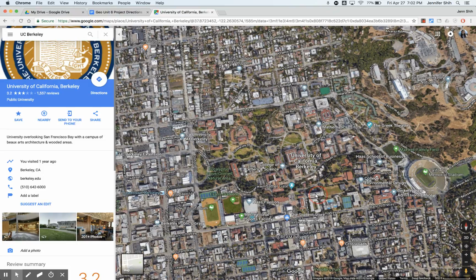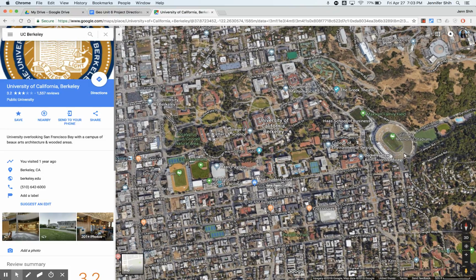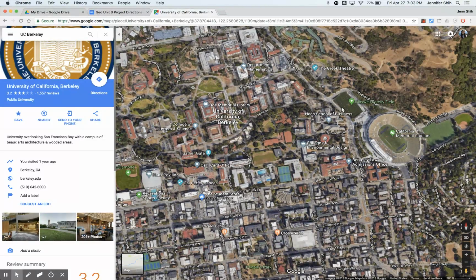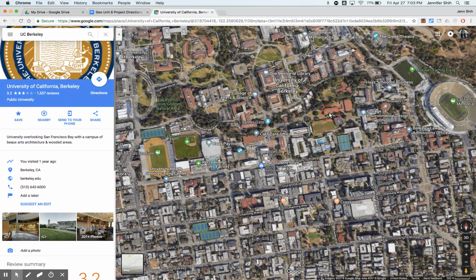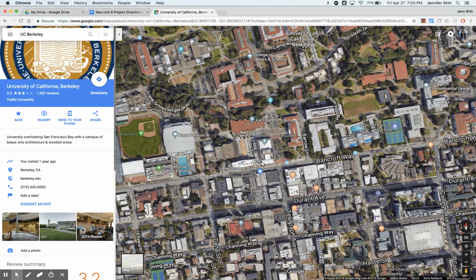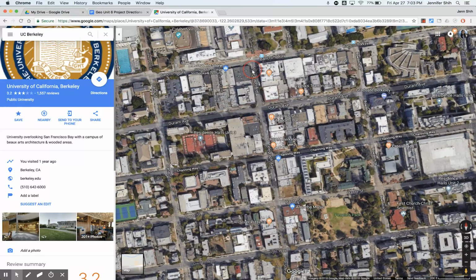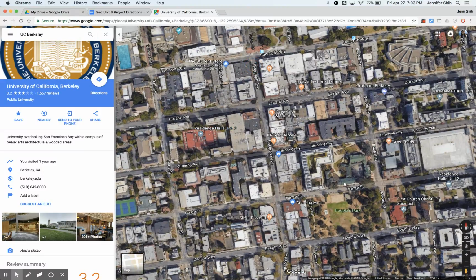This is where I spent a lot of my time. What is this? Football. Yeah, that's a sport, right? Football stadium over here. I went there. A field. Dorms. Where are the dorms? Let's zoom in. Here's some dorms here.